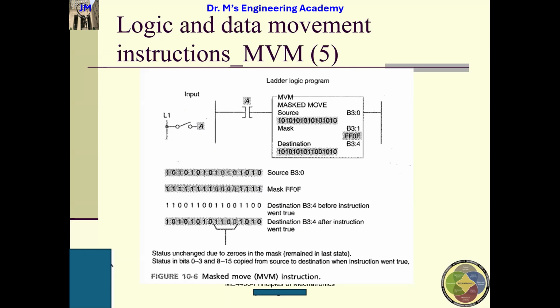So these 4 bits do not change. Why? Because these 4 bits of the mask are equal to 0. That means they will not be moved from here to here. As a result, this part remains intact, remains the same. Only these 8 bits and these 8 bits from this source are moved from here to here.